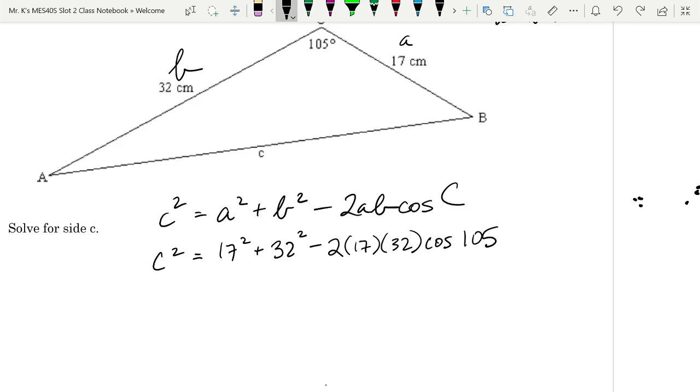17 squared plus 32 squared minus 2 times 17 times 32 times the cosine of 105, and then hit equals. I get this number. I'm going to repunch it to make sure I've got the number right. Sometimes I punch the buttons twice just to make sure I did it right. I think I did it right. Yep, I got the same number twice. This must be it.